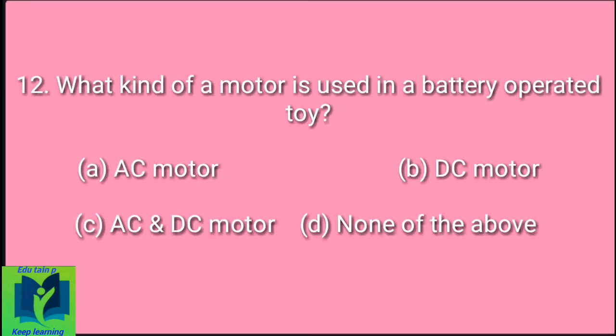What kind of a motor is used in a battery operated toy? Option A, AC motor. Option B, DC motor. Option C, AC and DC motor. Option D, none of the above. DC motor.